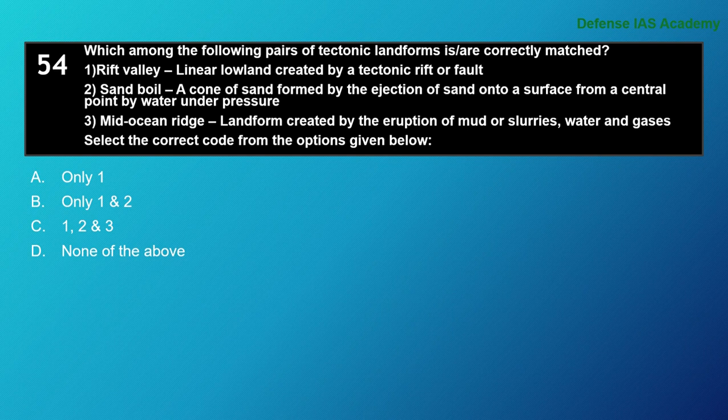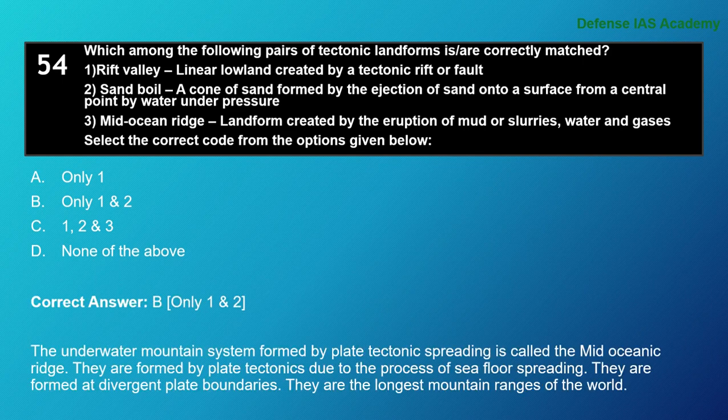Next question, which among the following pairs of tectonic landforms are correctly matched? One is Rift Valley, a linear lowland created by a tectonic rift or fault. Next is sand boil. It's a cone of sand formed by the ejection of sand onto a surface from a central point by water under pressure. Next is mid-ocean ridge, which is a landform created by the eruption of mud or slurries, water and gases. The correct answer is option B, only 1 and 2.